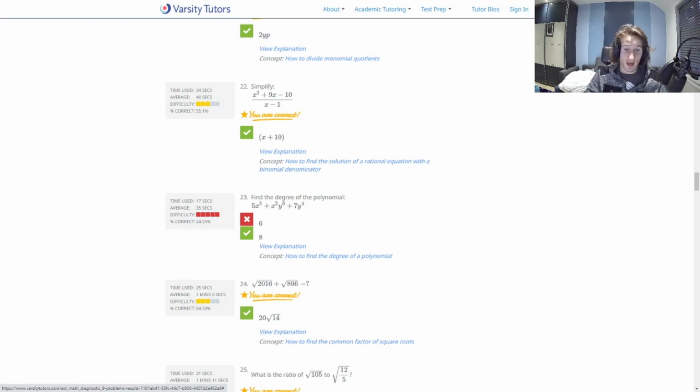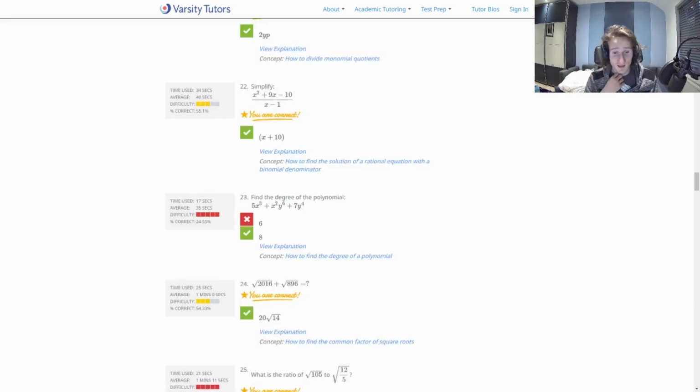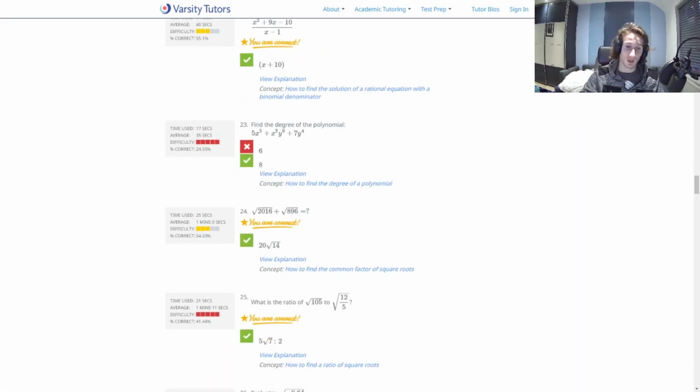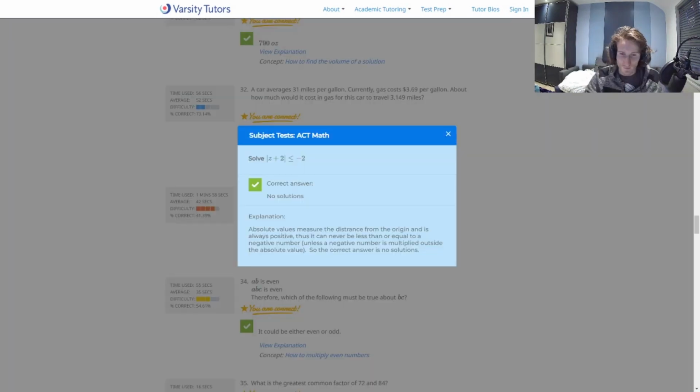Okay, this, yeah, it's because 2 plus 6, isn't it? Yeah. I forgot what the degree meant. It's my fault. That's annoying because I'm a maths tutor and I should be teaching my kids what to do with that, but here's what it is. Absolute values measure the distance from the origin, which is always positive, thus can never be less than or equal to a negative number. The answer is no solutions.